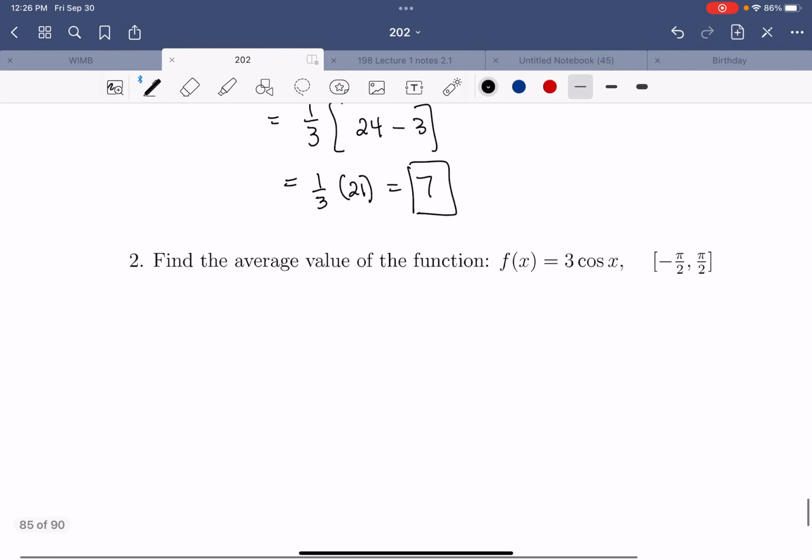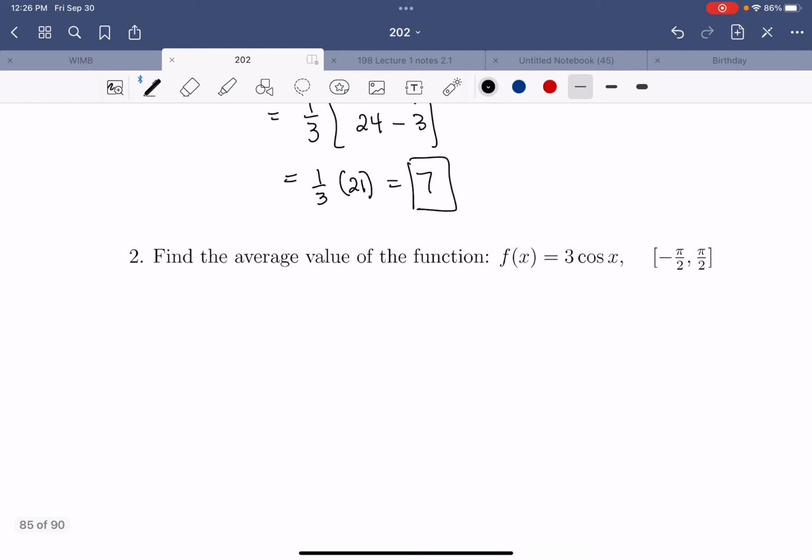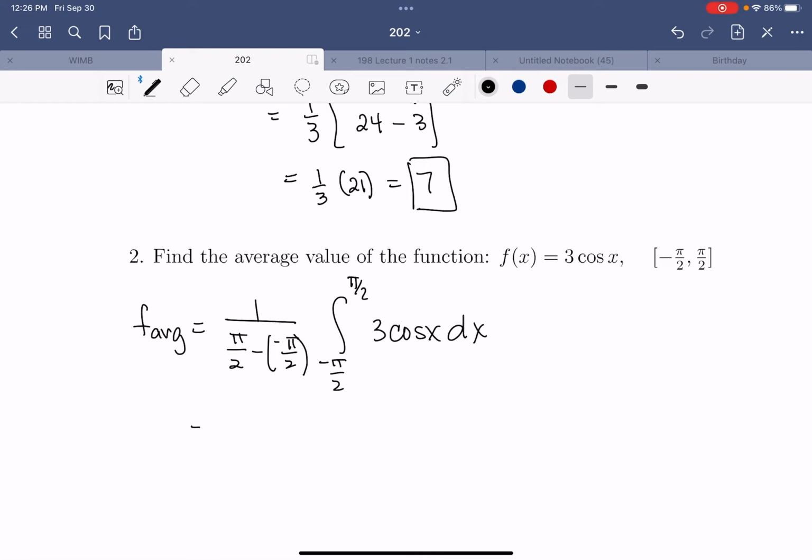Number 2, find the average value of the function f of x equals 3 cosine x from -pi/2 to pi/2. So our average value is 1 over b, which is pi/2, minus -pi/2, which is our a. Integral from -pi/2 to pi/2. And we're working with 3 cosine x dx.